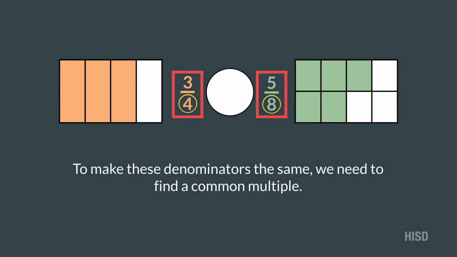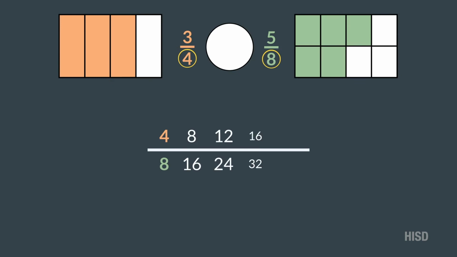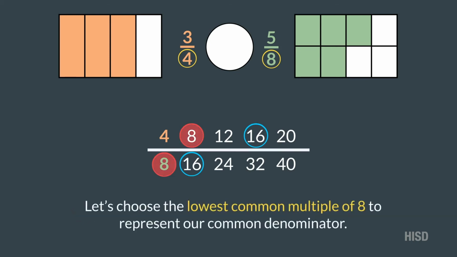To make these denominators the same, we need to find a common multiple. Let's create a multiplication table to find common multiples. Using the table, we can identify common multiples. Let's choose the lowest common multiple of 8 to represent our common denominator.